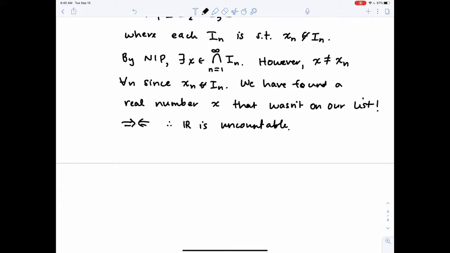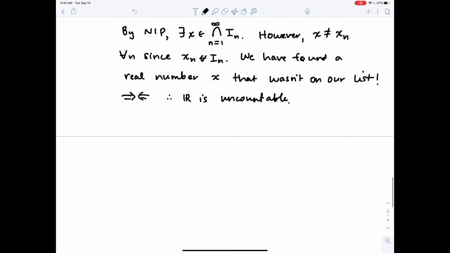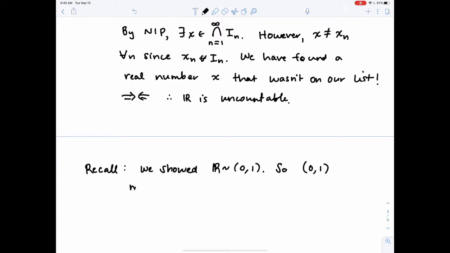And then, as I was saying before we started this proof, once you know that a set is uncountable, any other set A that has the same cardinality as the uncountable set will also have to be uncountable. And so recall, we showed that R had the same cardinality as the interval (0, 1). So (0, 1) must be an uncountable set.